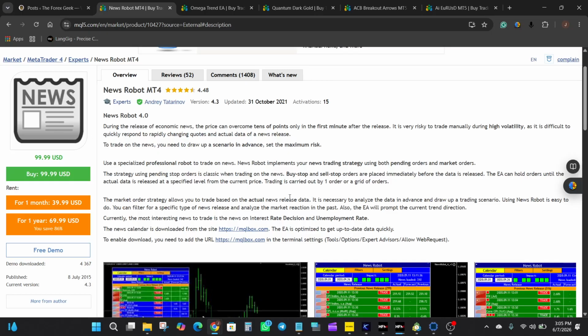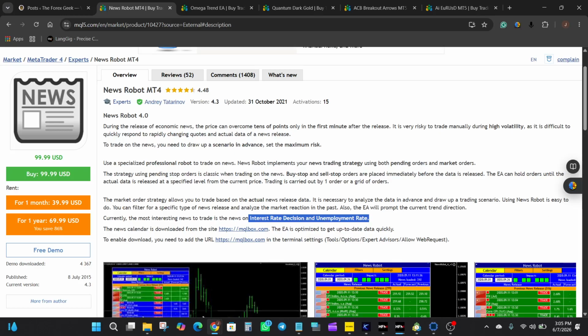Another feature highlighted on the page is trend direction guidance, which may help traders when evaluating potential market conditions around scheduled news events. The developer specifically mentions interest rate decision and unemployment rate releases are some of the more interesting news events to trade using this system.